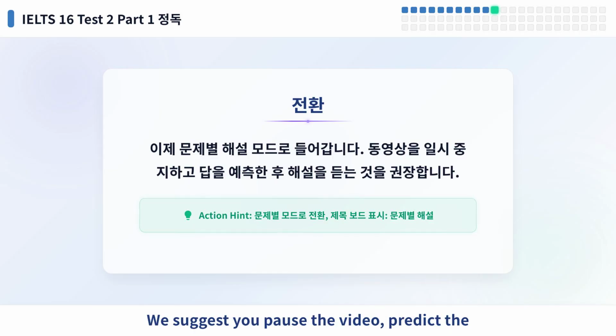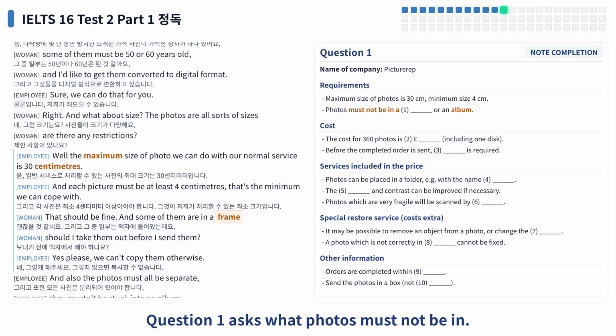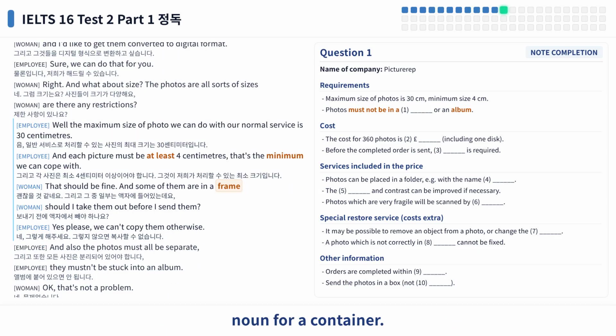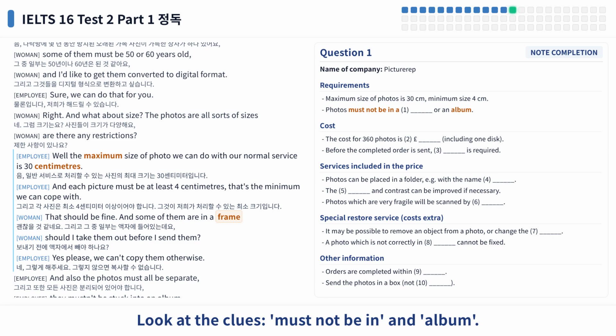Question 1 asks what photos must not be in. The blank is next to album, so we need a noun for a container. Look at the clues: must not be in, and album. In the recording, the woman will first mention a container, then the employee will confirm. The woman says, "Some of them are in a frame," and the employee immediately replies, "Take them out."